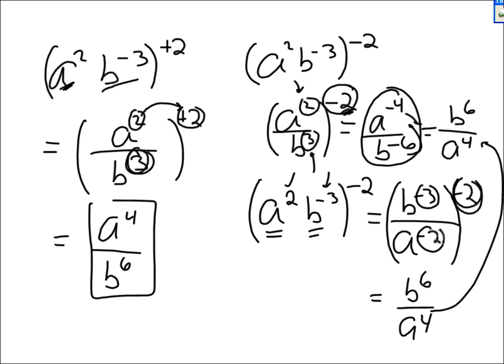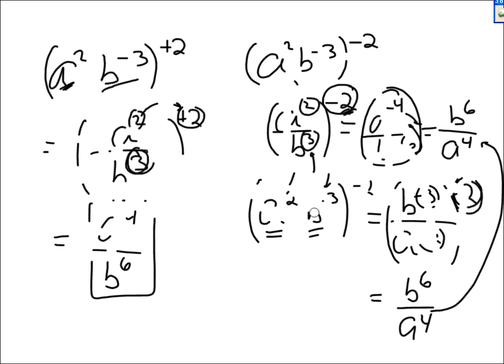So sometimes, believe it or not, you want the exponents to all be negative, but not at the very end. No matter which way I did the problem, I got b to the 6 over a to the 4. My final exponents were always positive. But in the intermediate step, I may want them all to become negative. So let's work on these problems.